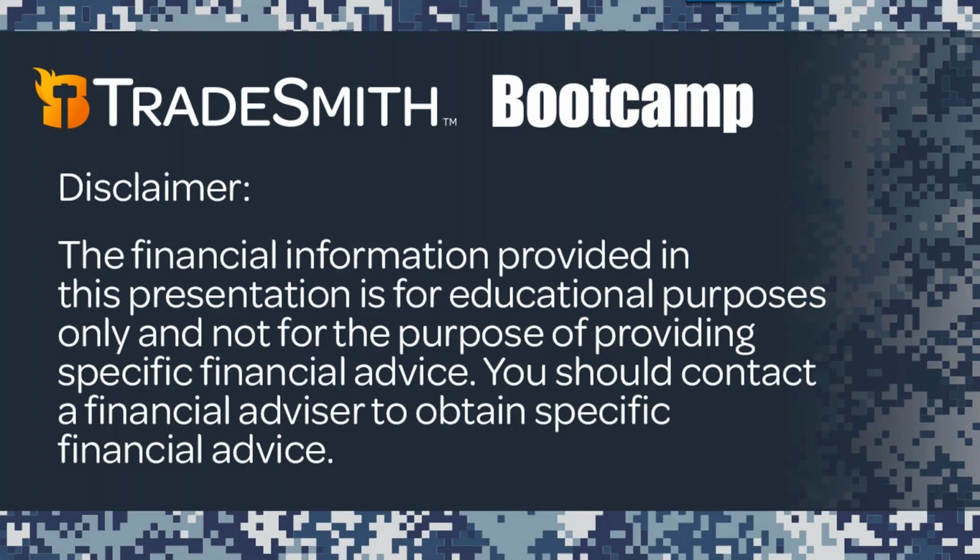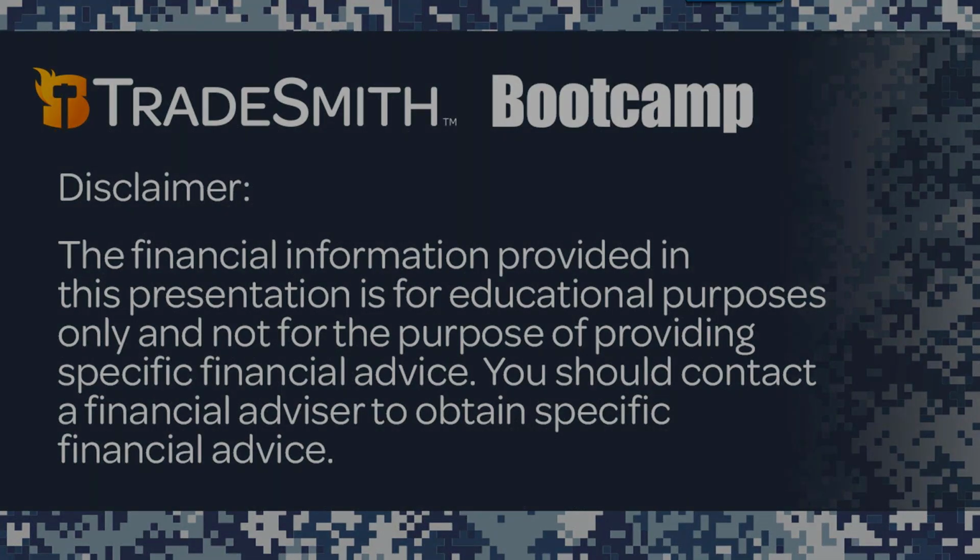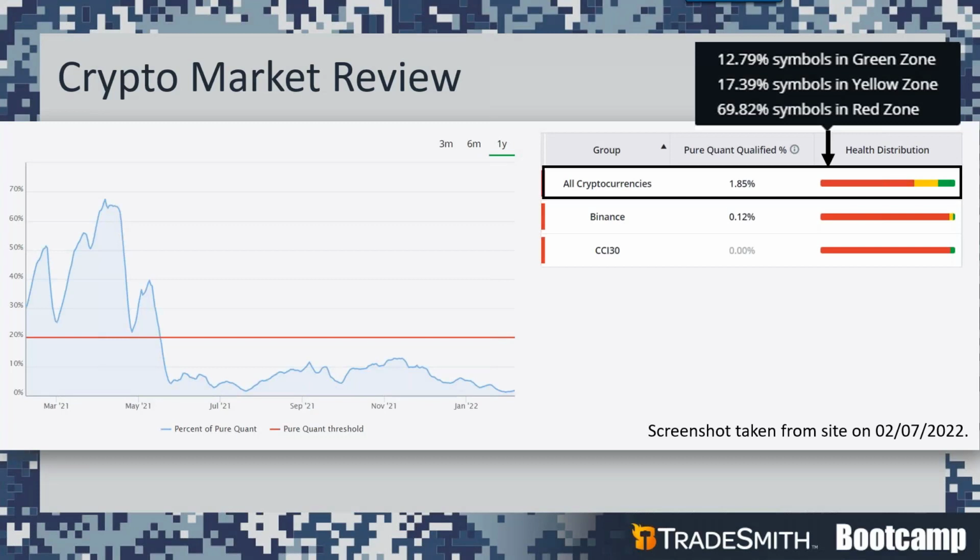Great, let's get started. As you saw earlier, we're going to check out the current crypto market review based on our indicators and algorithms. So according to our system, there is a lot of red going on in the crypto markets right now. Of all the cryptocurrencies that we're tracking, which is approximately 13,000, around 70% are in the health indicator red zone. Now, you don't have to know much about our indicators to see that the crypto markets are not in a healthy state.